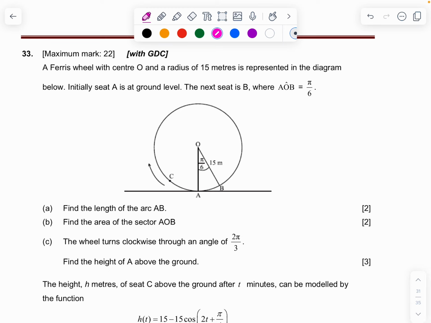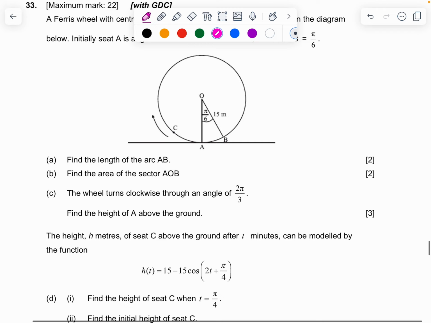Question number 33. A Ferris wheel with center O and radius 15 meters is represented in the diagram below. Initially, a seat A is at the ground level. The next seat is at B. Angle AOB is pi by 6. Find the length of the arc AB.